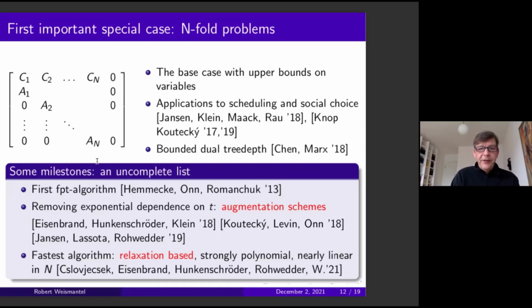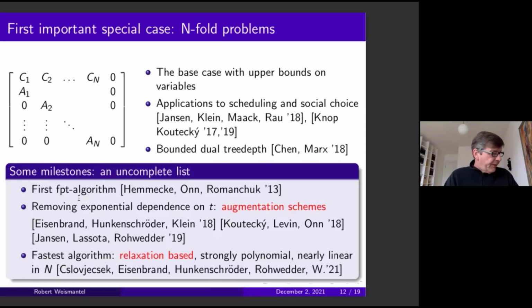The first FPT algorithm was due to Hemmecke, Onn, and Romanchuk. And then one could remove this exponential dependence on t, where t is the number of variables in the blocks Ai, by augmentation schemes. Here I would like to mention in particular the papers by Eisenbrand, Hunkenschröder, Klein, by Koutecký, Levin, and Onn, and by Jansen, Lassota, and Rohwedder.